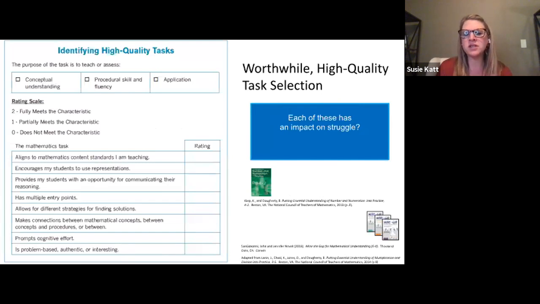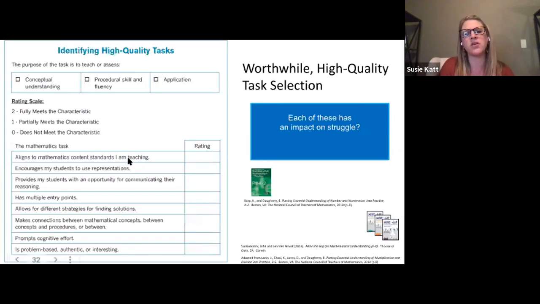I share this tool that John Sangiovanni, one of my co-authors, wrote in a different book. He writes all kinds of books, and there are so many great things, so if you're ever looking for a good book, look for his name. What he did was come up with a tool to help us identify what high quality tasks are, or whether it aligns to the math. So there's this list here.